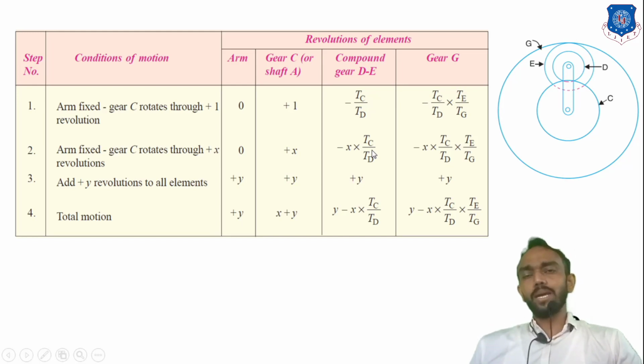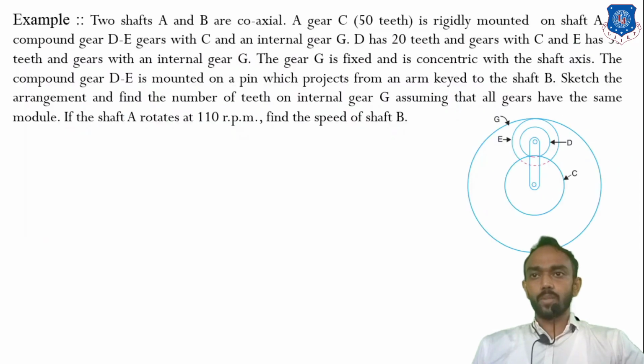And now when the table is ready, we read the given data again and conclude what data is given. So once again we read the given data, to write the data available for calculating the example. So first of all, two shafts A and B are coaxial.